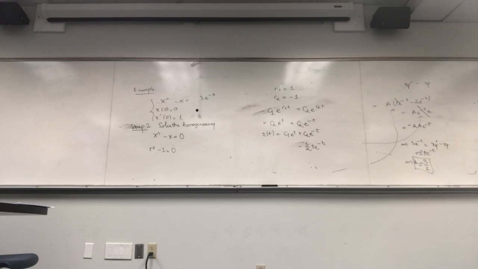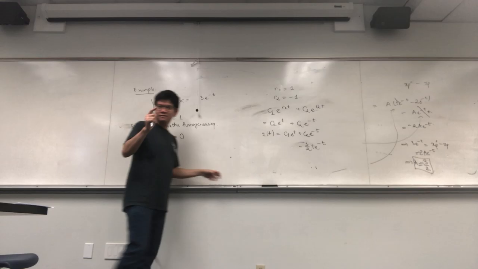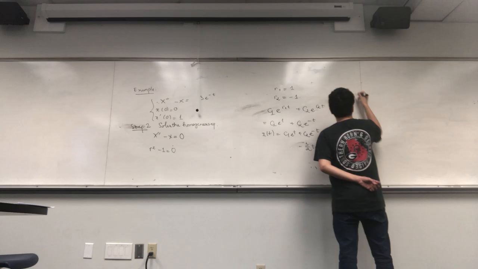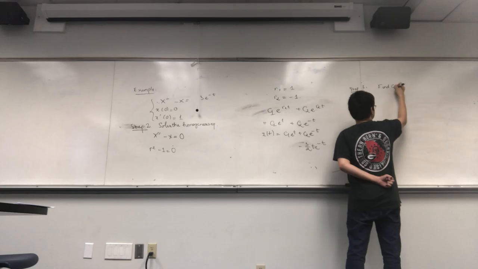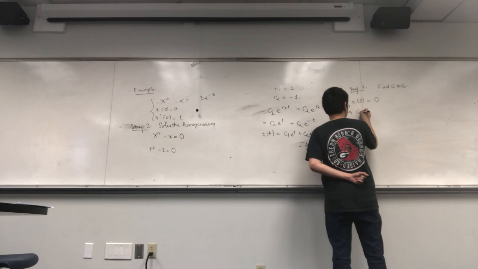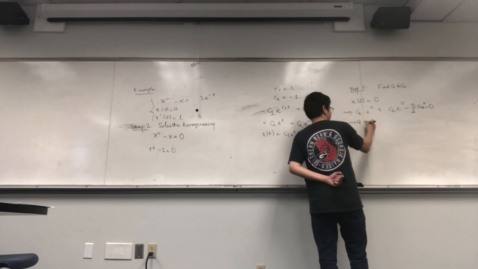Now, what is the next step? Well, now you can solve for C1 and C2 using the initial conditions. So step number 3: find C1 and C2. You're going to use the initial condition. The first initial condition is x(0) is 0, which leads to C1 e to the 0 plus C2 e to the 0 minus 3 over 2 times 0 times e to the 0 is 0, which means that C1 plus C2 is 0. All right?